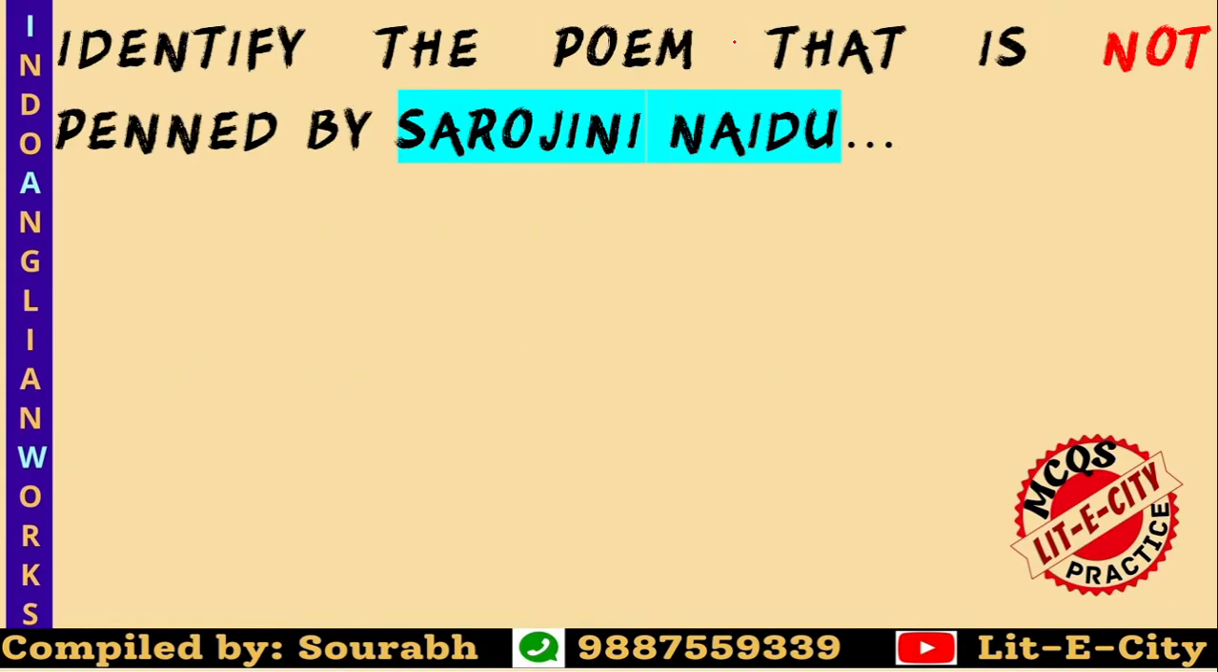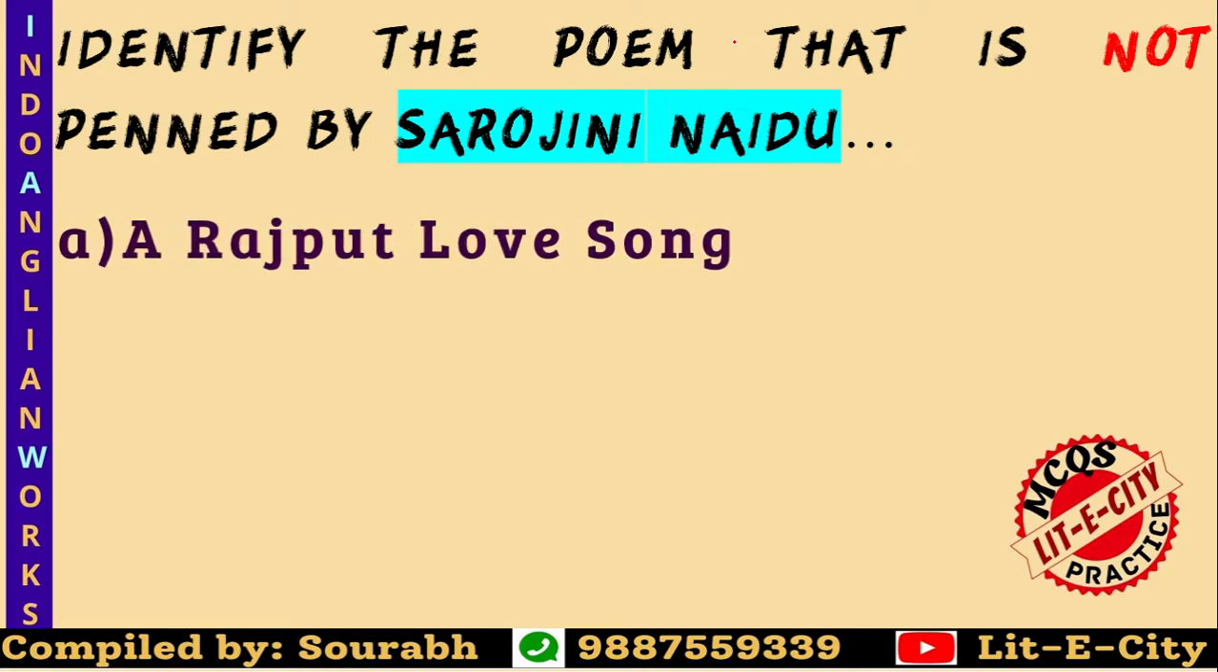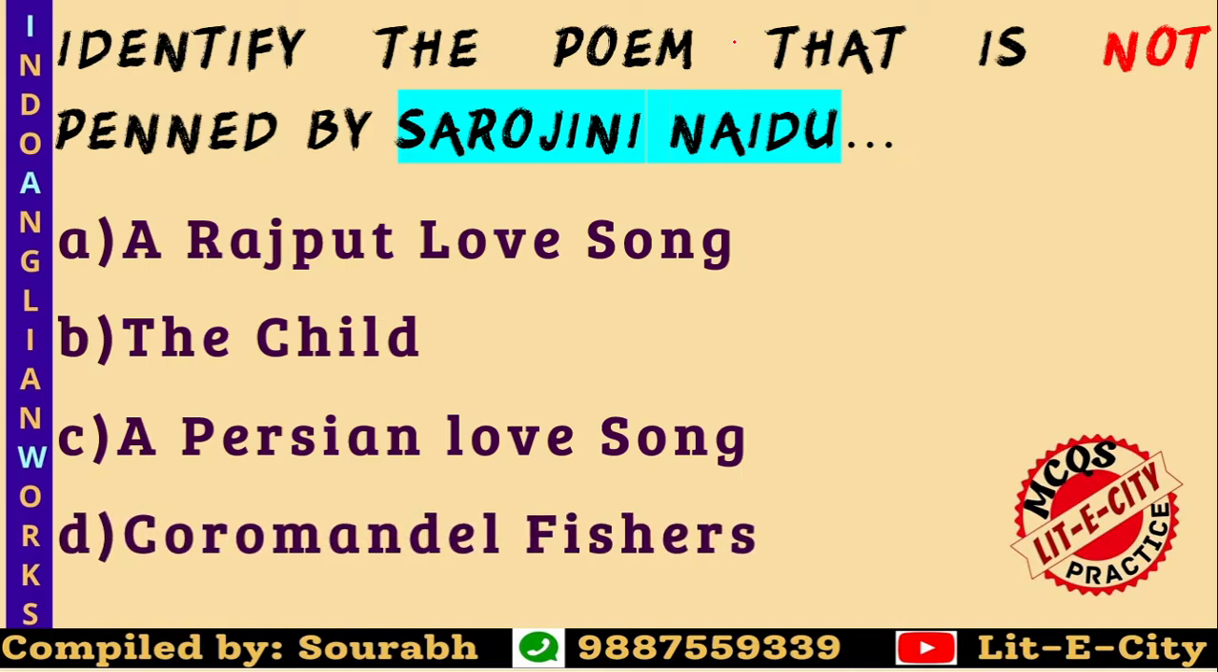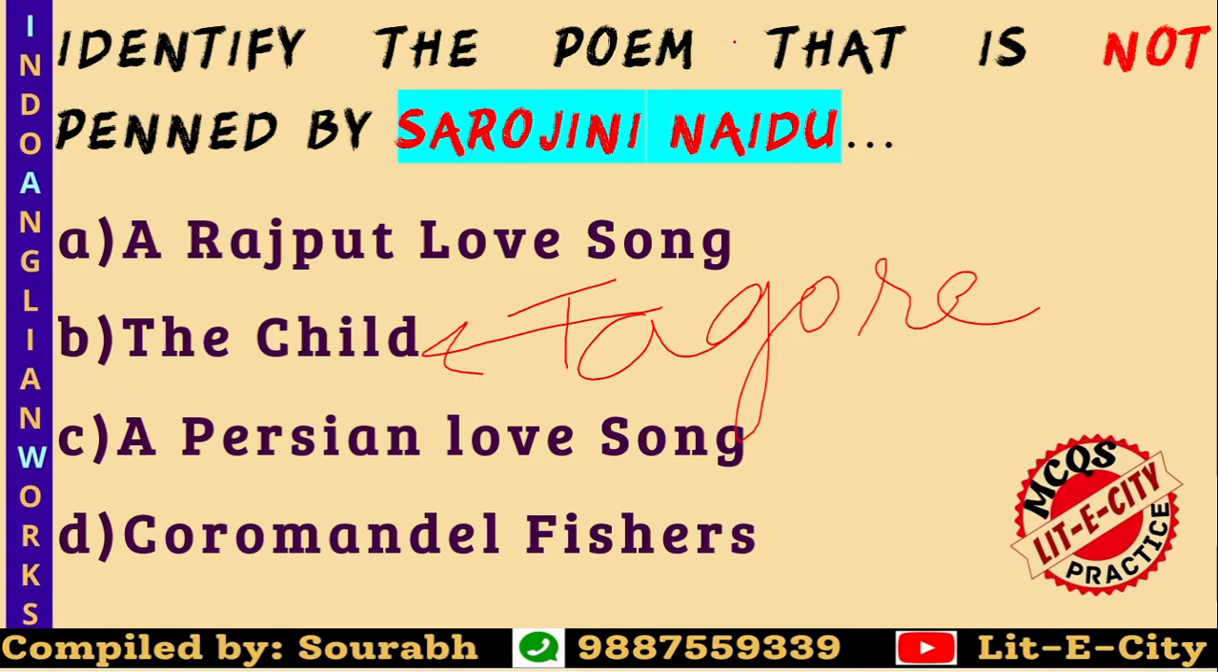Our next question is, identify the poem that is not penned by Sarojini Naidu, the Nightingale of India. Is it A Rajput Love Song, The Child, A Persian Love Song, or Coromandel Fishers? All these are very popular Indian English poems, but one among these is not written by Sarojini Naidu. It is The Child, which is written by Rabindranath Tagore. In fact, it is the single poem which Tagore directly wrote in English, and it is not translated by him from Bengali. The rest of the three poems are written by Sarojini Naidu.